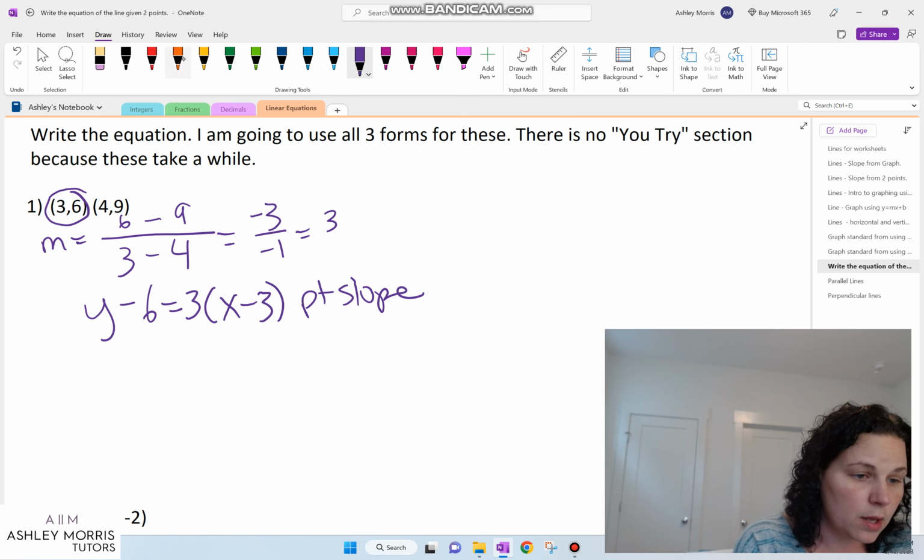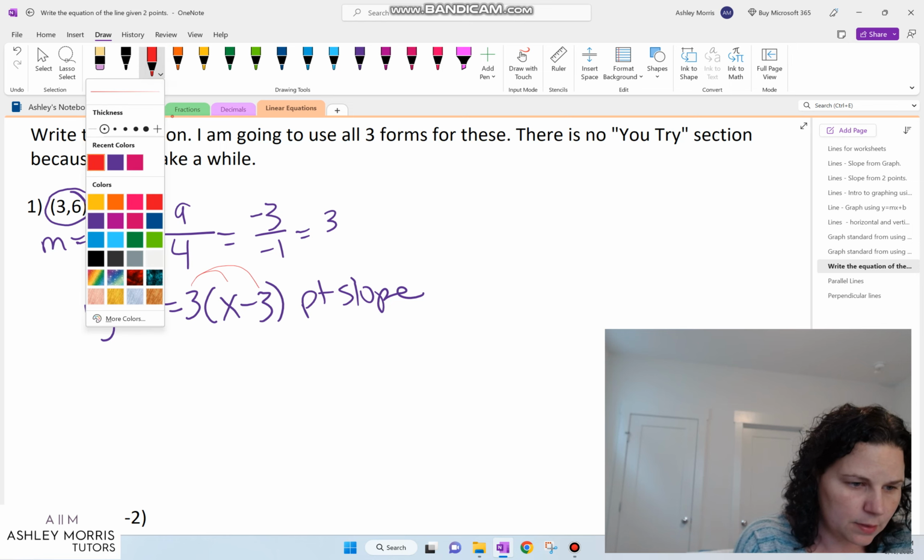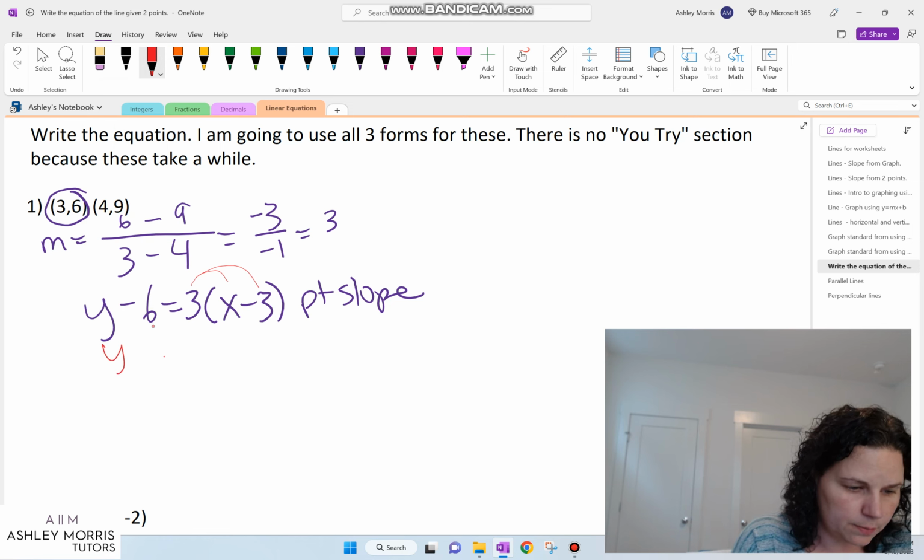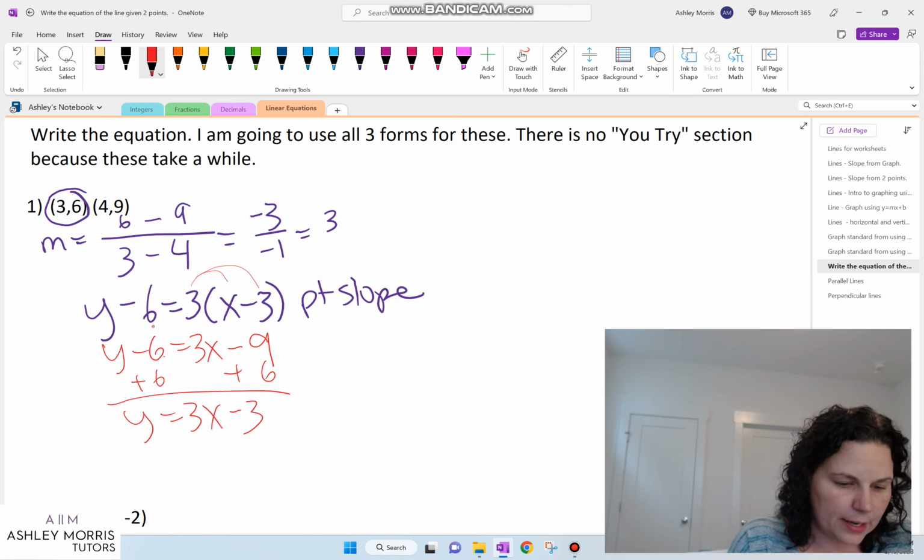So for slope-intercept, we're going to get the y by itself. So we're going to distribute. And then we're going to add 6 so that the y is all by itself. That is slope-intercept.